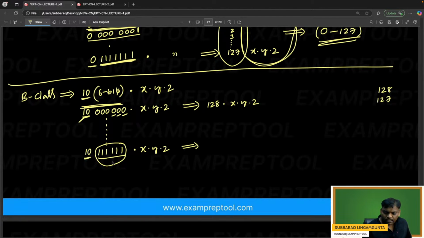Right, please check. These are how many bits? 6 bits. What is the largest decimal value possible? 2 power 6 minus 1. 2 power 6 is 64, so it is 63.